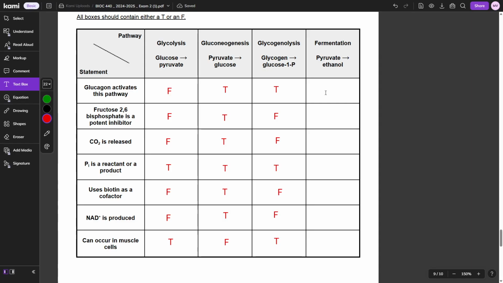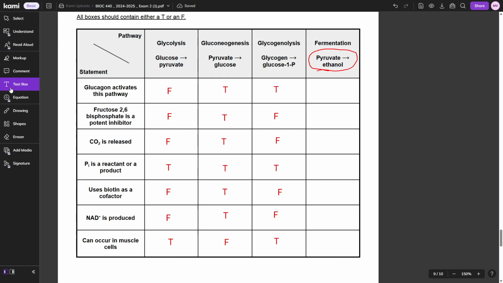Now we're on to the last thing, fermentation. Fermentation is a bit different, but we're only looking at pyruvate to ethanol. That's actually really important here. If we were looking at glucose to ethanol, then this changes a whole lot. We're only looking at pyruvate to ethanol. Very important.